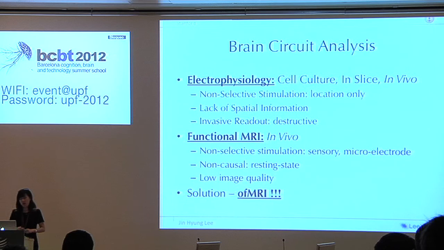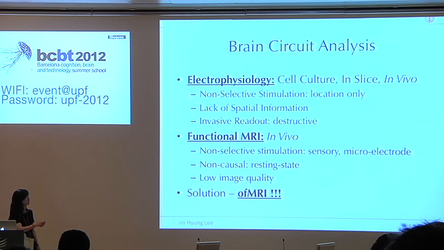And if you look at what we currently do in terms of our effort to understand circuit dynamics, some of the efforts include electrophysiology, which you perform in cell culture, in slice, as well as in vivo. On the other hand, there's another approach where you look at functional MRI, where things are completely in vivo. However, some of the limitations of these current approaches include the fact that when you do electrophysiology, mainly the stimulation, especially in vivo, when all the circuits are densely packed together, there's no selectivity in your stimulation, in your control aspect of it.